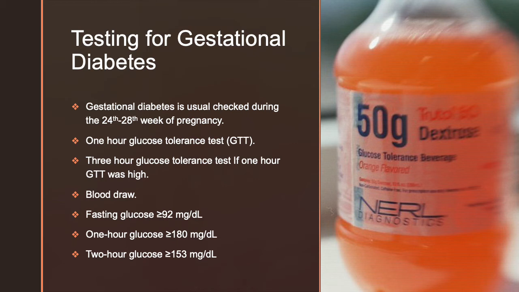Ideally, they would want a fasting glucose of less than 92 milligrams per deciliter, a 1-hour glucose of less than 180 milligrams per deciliter, and then a 2-hour glucose of less than 153 milligrams per deciliter. And this is by the LabCorp recommendations.